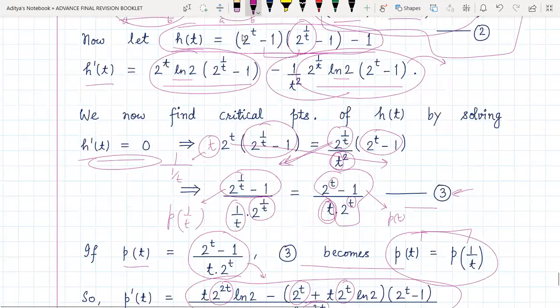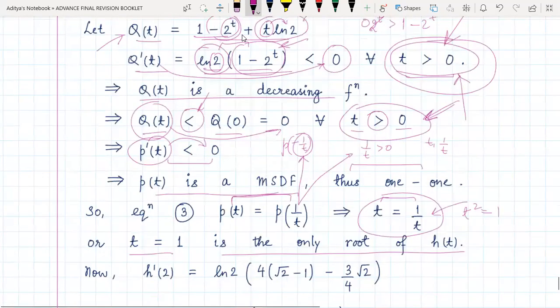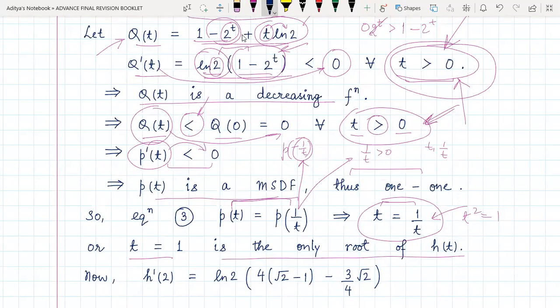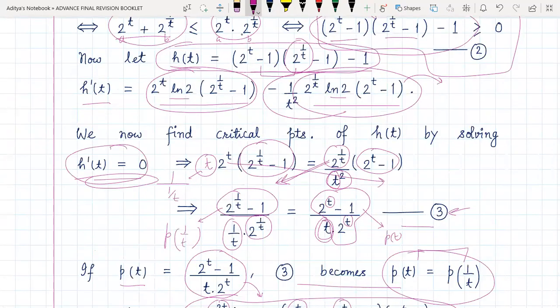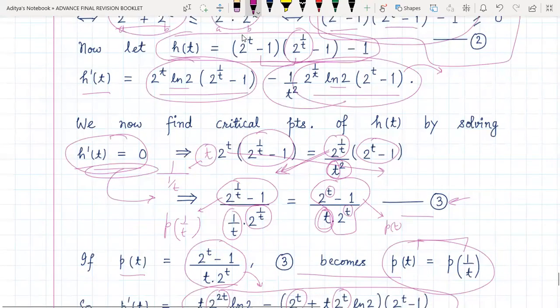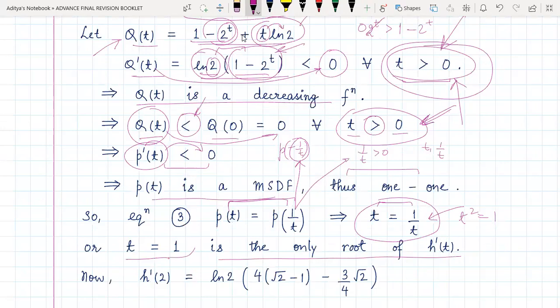So rather we can actually say that t equal to 1 would be the only root of h prime t. Let me correct this. Here we have h prime. Why is it the only root? Because we had actually set out with this equation only, right? h prime t equal to 0. From there we had obtained equation number 3, and for equation number 3 we have been able to show it would only have t equal to 1 as its root. So h prime t would have only one root, which is t equals 1.